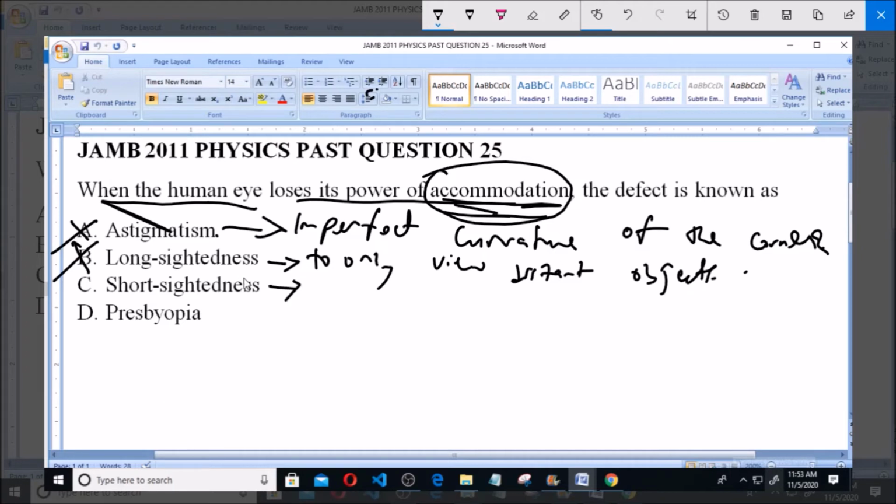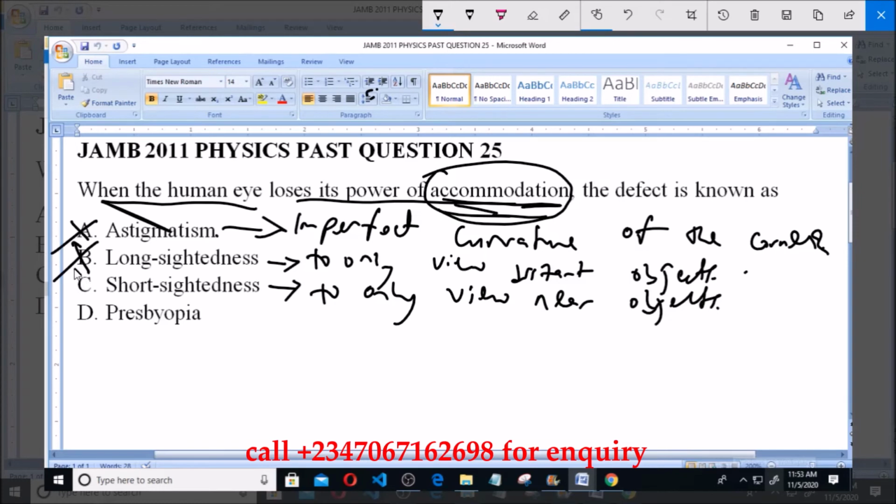Now, C says short-sightedness, which is the opposite of long-sightedness and refers to the ability to only view near objects. It is the opposite, like we said, because the eyeball is too long or too large and images are formed in front of the retina, so the individual has to bring the object close to his eye in order to be able to view the object well. So this is also not what is described in the question, so it is not the answer to this question.